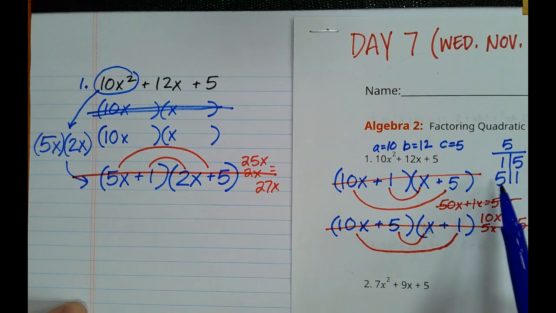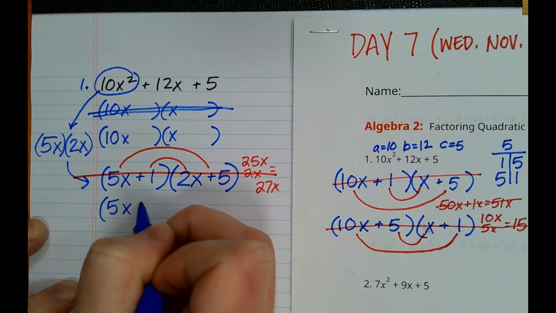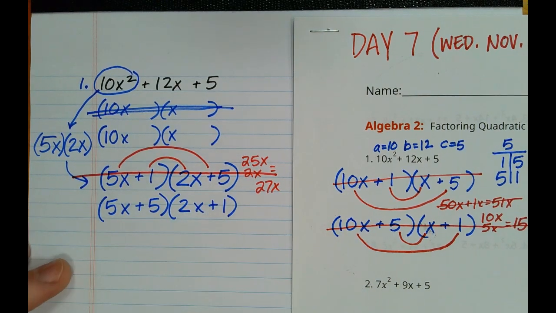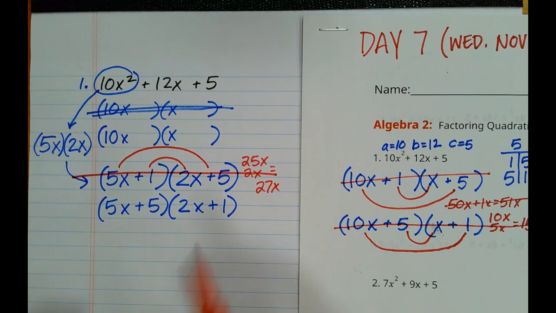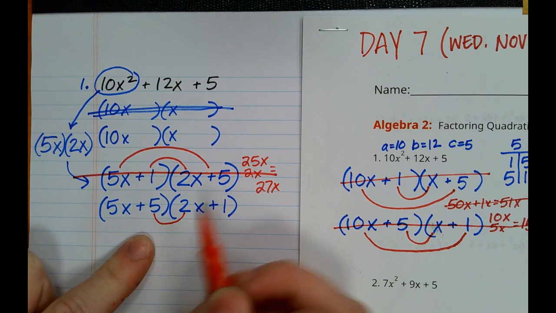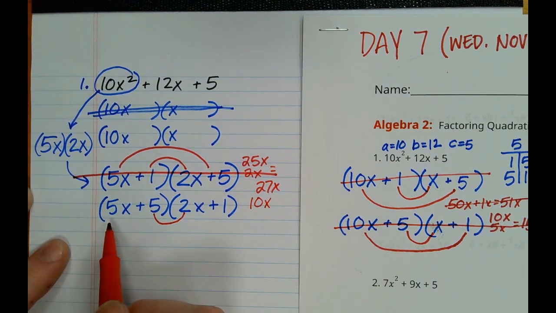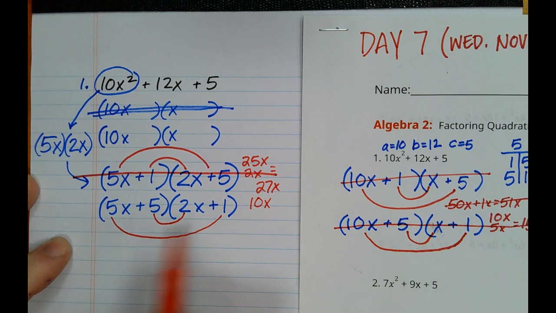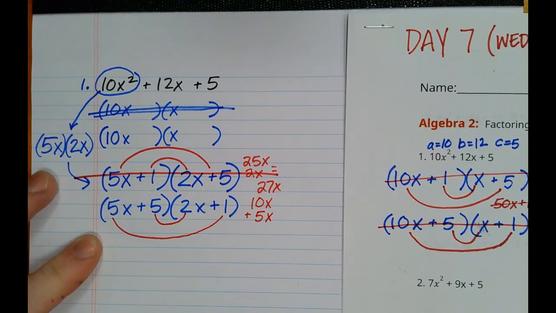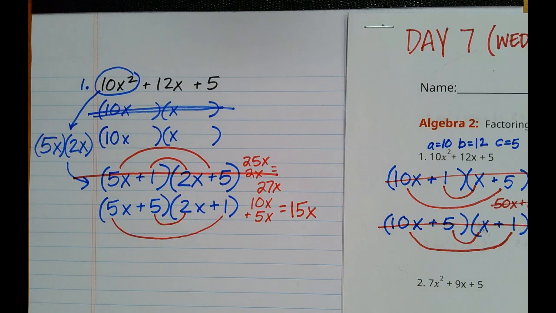Let's keep trying. We've still got 5 and 1 instead of 1 and 5. So now I'm going to write 5x plus 5 and 2x plus 1. And let's hope and pray that this does it. Let's see. 5 times 2x is going to be 10x. 5x times 1 is 5x. So we're going to get 15x. That's still not 12x.